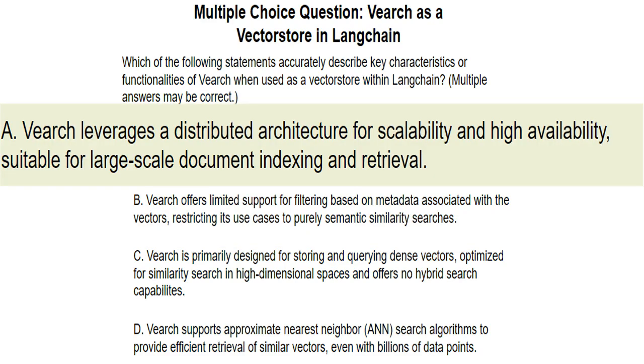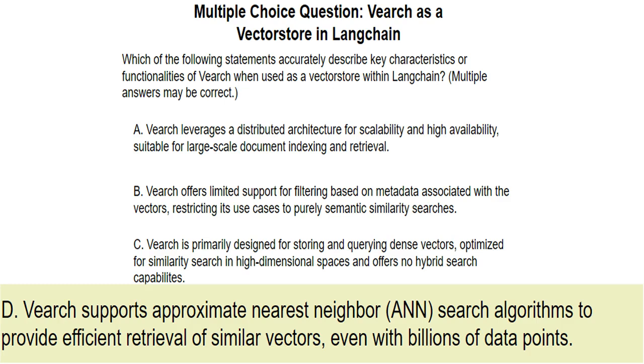Let's discuss option A. Vearch utilizes a distributed architecture, vital for handling extensive embedding datasets common in applications. This design ensures scalability and high availability, making it suitable for indexing and retrieving large volumes of documents. Let's examine option D. Vearch employs approximate nearest neighbor, or ANN, search algorithms. This enables fast retrieval, particularly with large datasets. ANN trades some accuracy for speed, enabling efficient queries on billions of vectors.